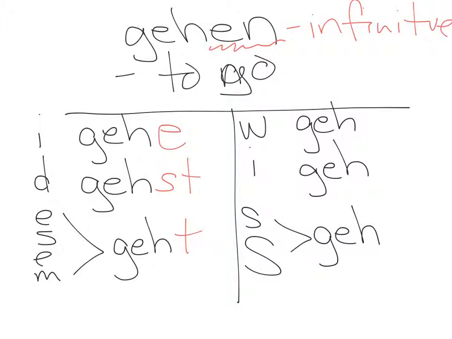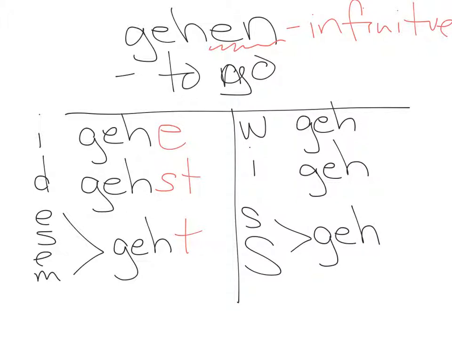Okay? Sorry, what's es and man? Er is he. Sie is she. Es is it. Man means one, like someone in general. And I think you had those written down, or you should have written them down yesterday in your notes when we were doing the other ones. Okay? What about wir? What's your ending for wir?